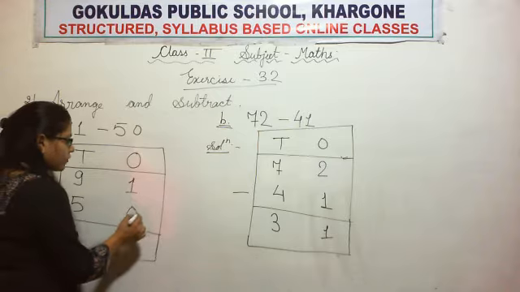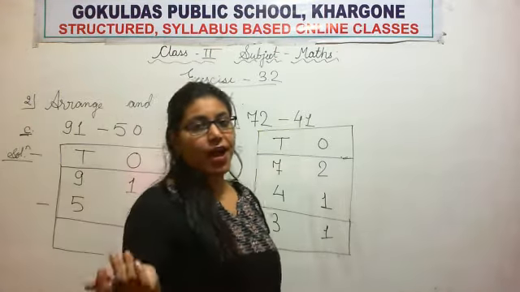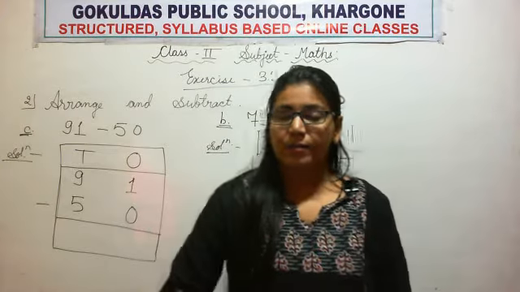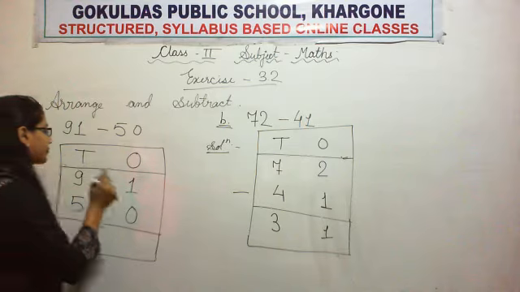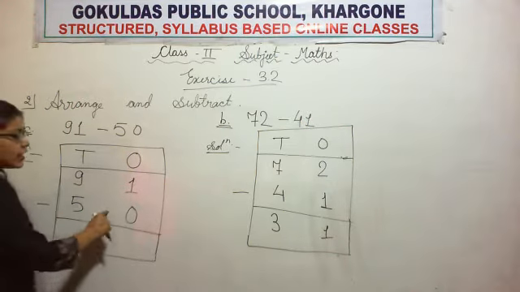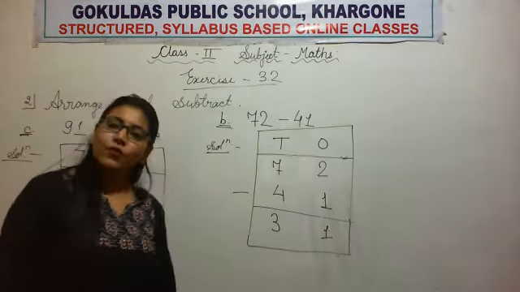Remember the zero property of subtraction. Whenever 0 is subtracted from any number, the result will be the number itself. So 1 minus 0 is equal to 1. So we will write the number 1.